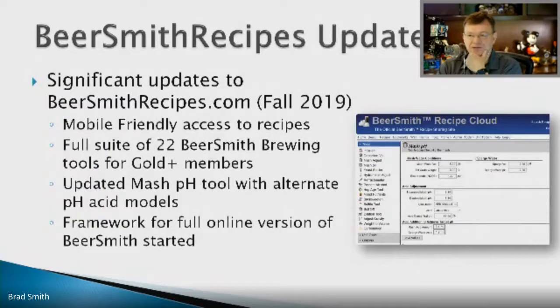The BeerSmith Recipes update, which I released last fall, included a whole bunch of changes to the recipe site. And I'm working on a web-based version as well, which I'll talk about in a minute. But the biggest change probably is that I made the whole site mobile friendly now. So you can go to BeerSmithRecipes.com from your phone and have good access to all your recipes. You can find recipes, you can search recipes, you can change things. You can access all these tools that I talked about online. And they're all available in a mobile format that they weren't before.